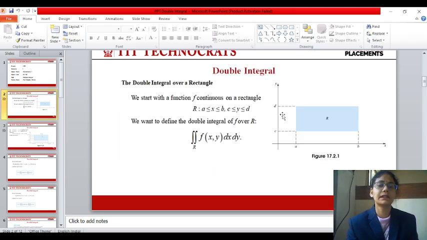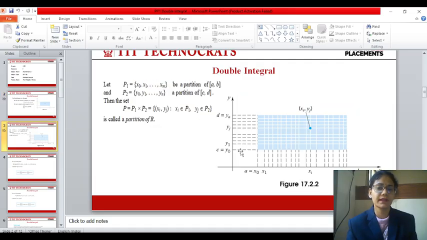Now let's see. This is a double integral, area. You can see this is the area along the x-axis and this is along the y-axis. Region R, we have to integrate over the limits: x varies from a to b and y varies from c to d. Now we start with the function f, which is continuous on a rectangular region R, x varies from a to b and y varies from c to d. Then we define the double integral of f over R as the integral of f of x comma y dx dy. Dx means you are integrating with respect to x, dy means you are integrating with respect to y.